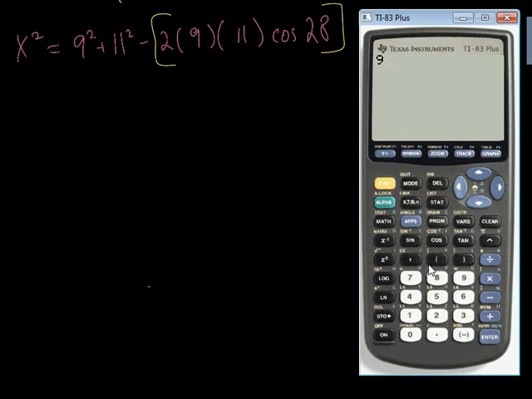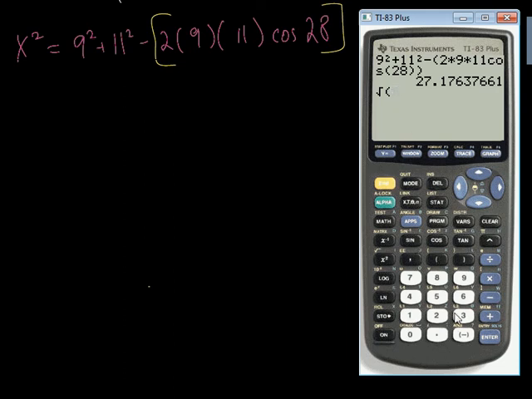But anyway, let's try this again. We're running out of time now. 9 squared plus 11 squared minus parentheses 2 times 9 times 11 cosine of 28. Close that, and then hit equals, right? Okay. Now what I'm going to do is hit square root, and then put the answer in. So I hit square root, which is the second function here. So the square root of what? The last answer I get.